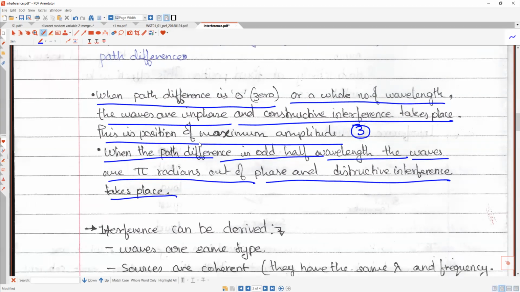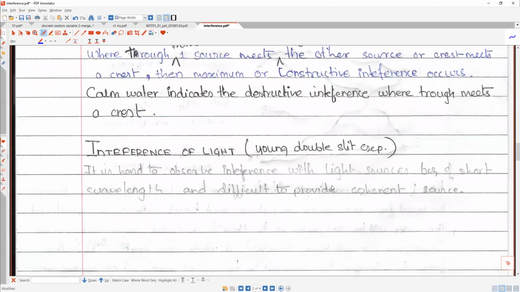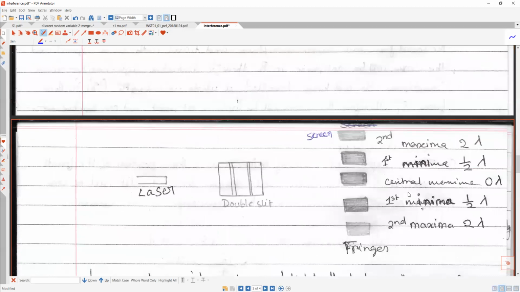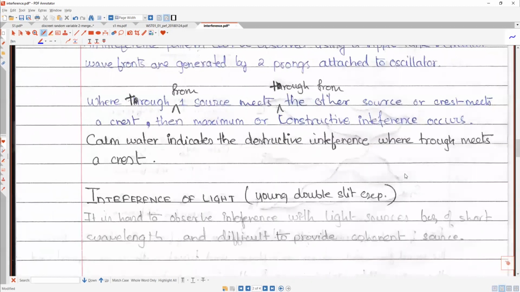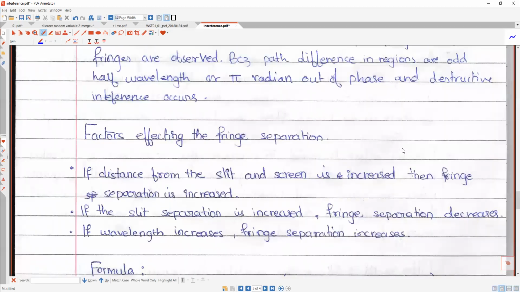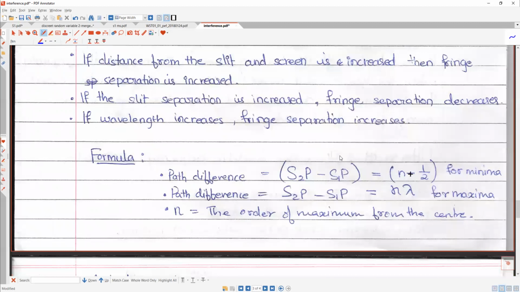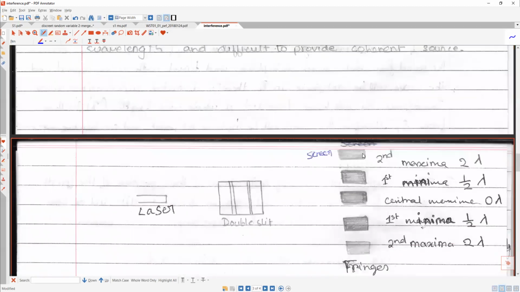Let's see whether this is correct or not. I have some other ways to find it as well. In this one, there are some formulas I was supposed to write for you all. Do I have this formula here? Okay, n plus half lambda. I'll give you the formula and everything.